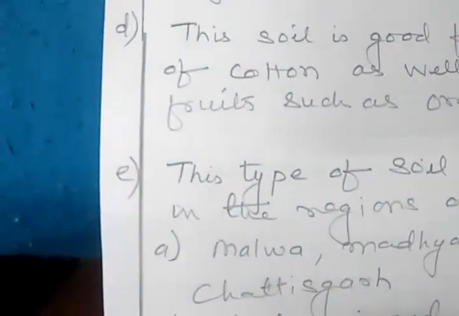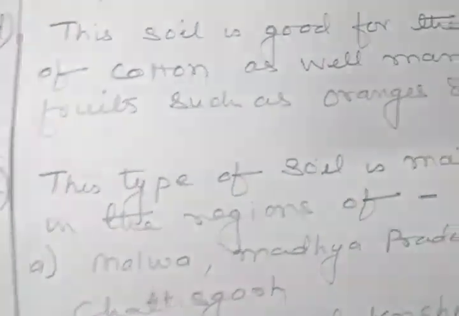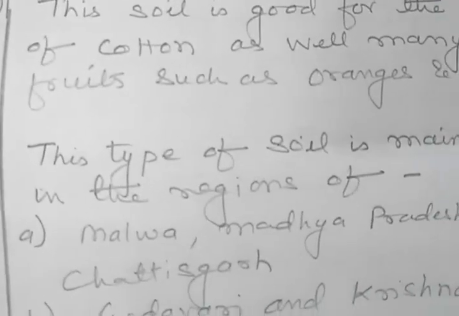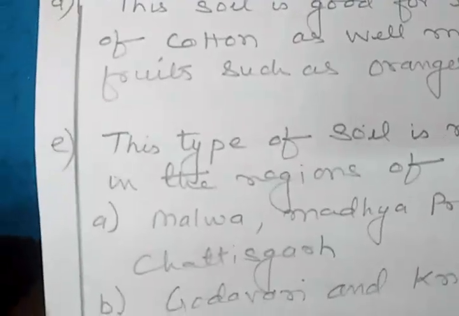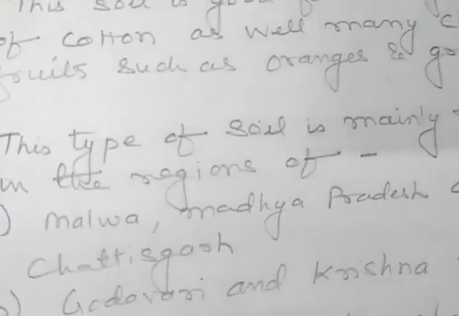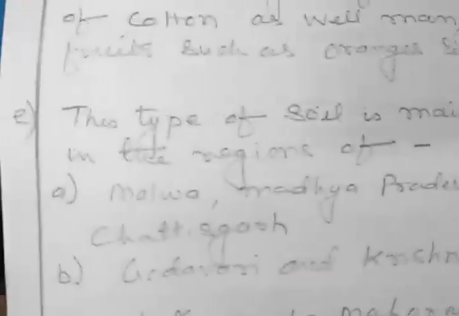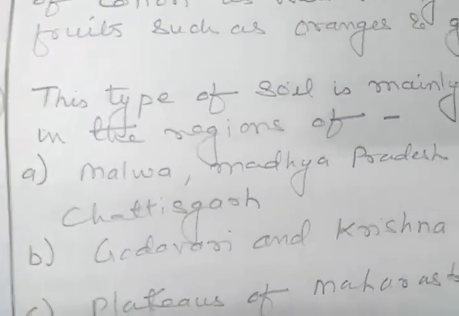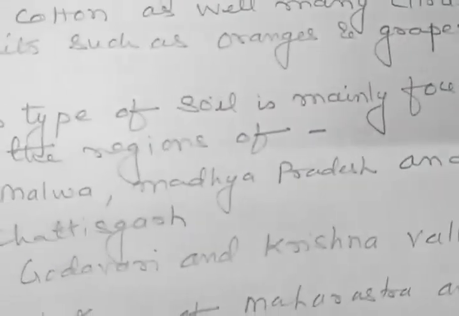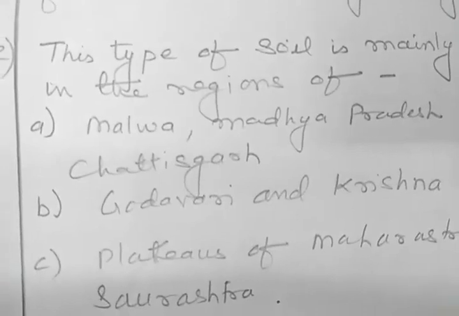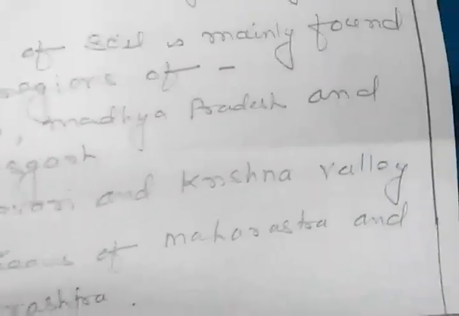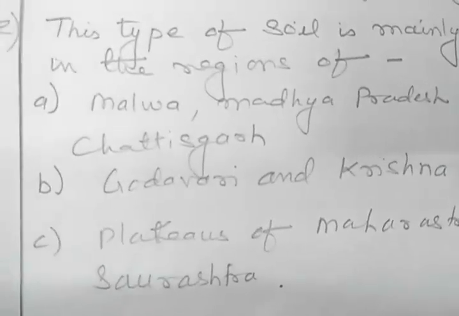Next is the fifth point. This type of soil is mainly found in the regions of Malwa, Madhya Pradesh and Chhattisgarh. It is also found in the Godavari-Krishna Valley of South India, Andhra Pradesh. It is also found in the plateaus of Maharashtra and Saurashtra.